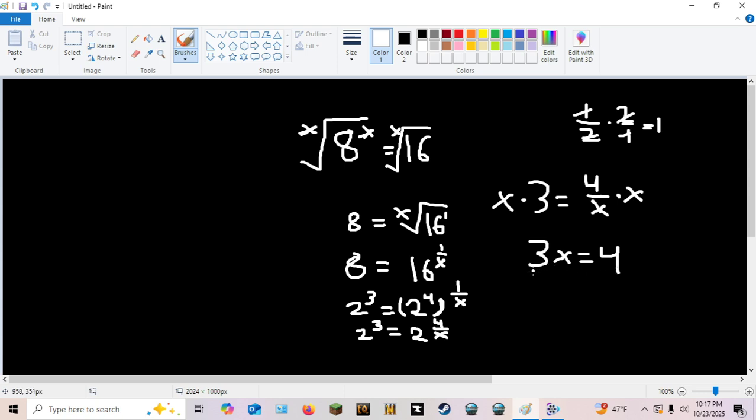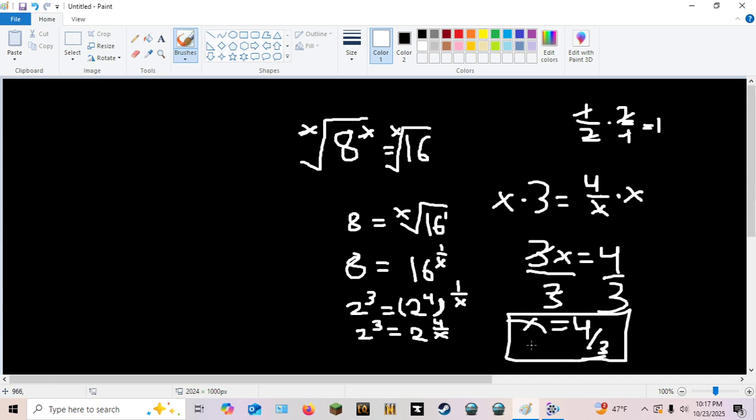And then when we divide both sides by 3, x is 4/3. So I would recommend doing the logarithm and common base methods rather than taking the x root of both sides, because the variable root of both sides takes more steps. So that's why.